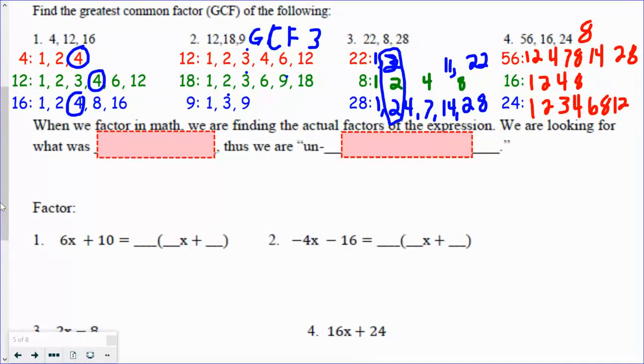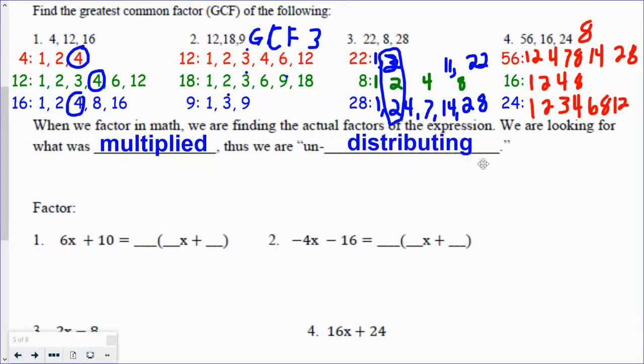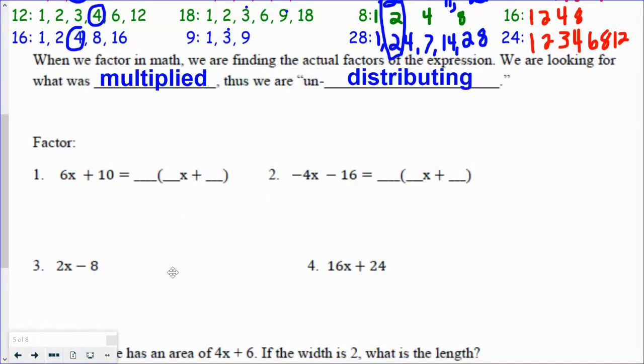When we factor in math, we are finding the actual factors of the expression. We are looking for what was multiplied. Thus, we are undoing distributing. So here we have two numbers and a variable, basically two terms, and we need to find out what is something they have in common that we could take out.